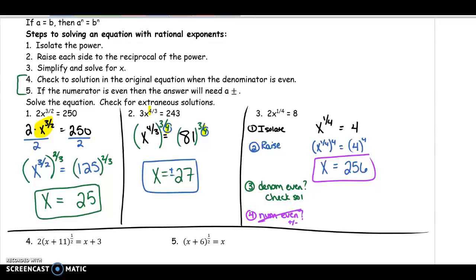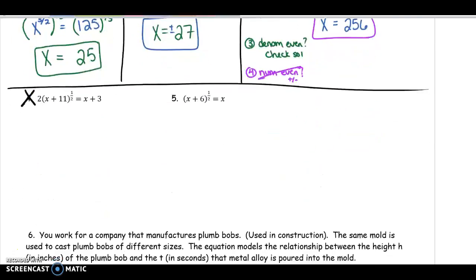So our answer is positive 256. All right, number 4, we're going to cross out. Number 5.